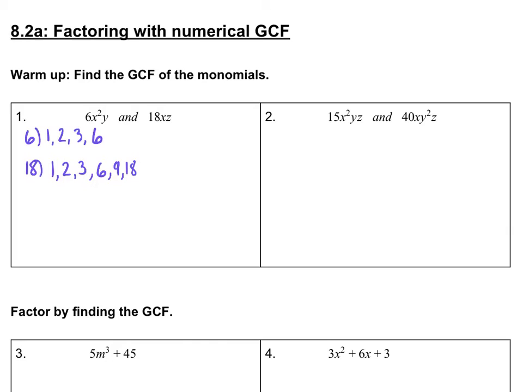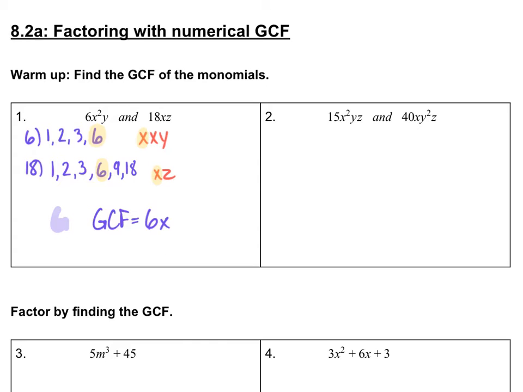All right, now I'm going to expand out the variable part. So x squared y is x times y, and xz is x times z. So now let's look to see what do they have in common. Well, they both have a 6, so that's our numerical GCF. And they both have an x, so our GCF is 6x.